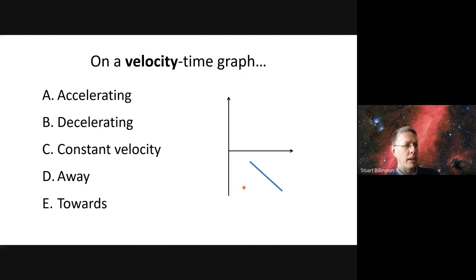Okay, we're there now. So we are accelerating because we're getting away from the zero axis, which means we're getting bigger and bigger and bigger, but in a negative direction, which means we're coming back towards us. So the answer is E, accelerating and towards us, A and E. Very good, well done.